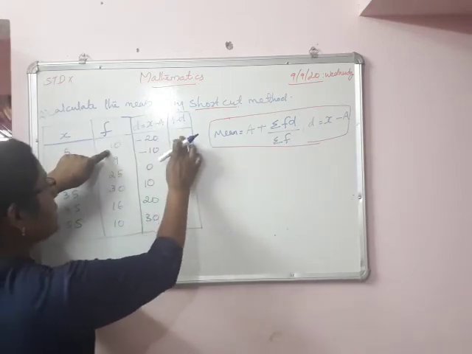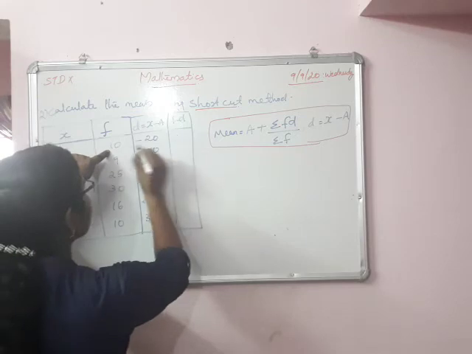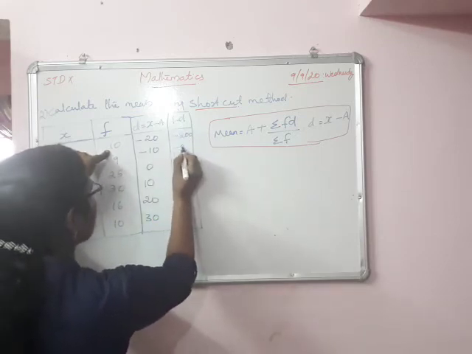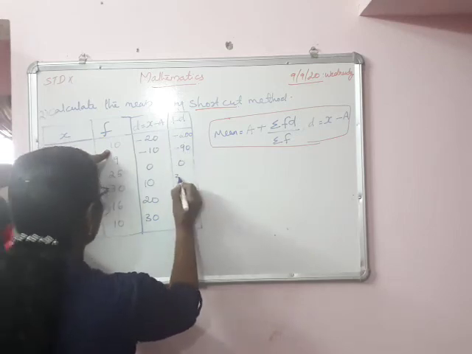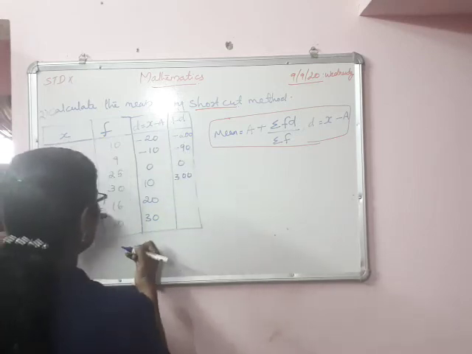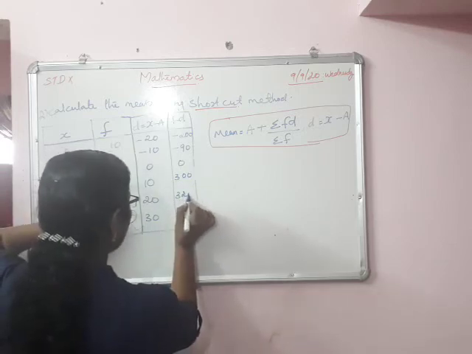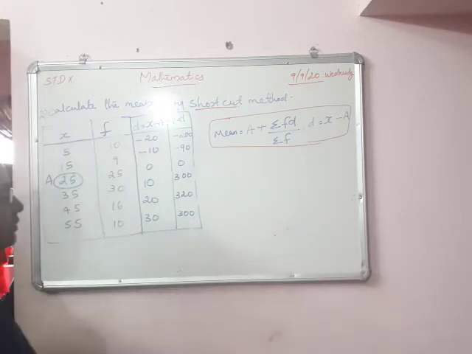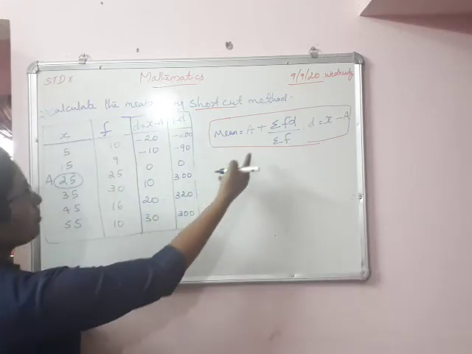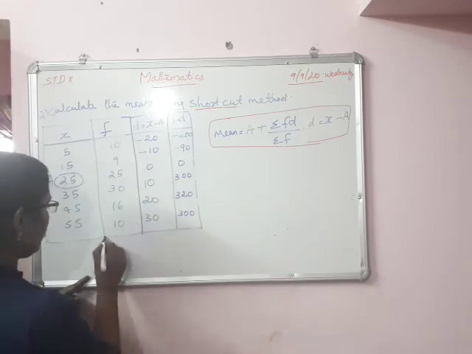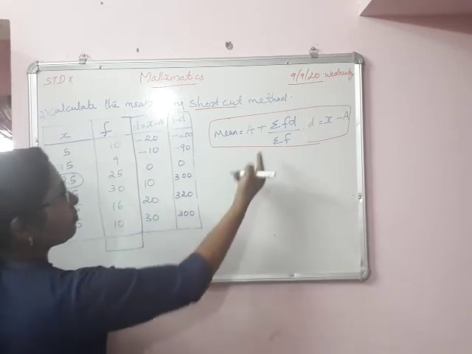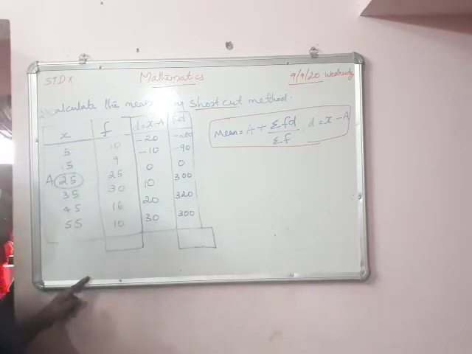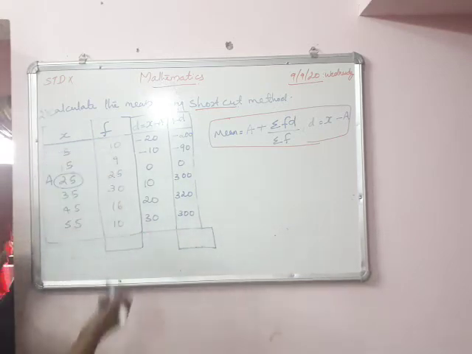Then F into D. That is minus 200, minus 90, 0, 300, 320, then 300. Okay, then we can find sigma. We need sigma F. Sigma F means the sum of this column. Then sigma FD, the sum of this column. We need it. Then you may add it.